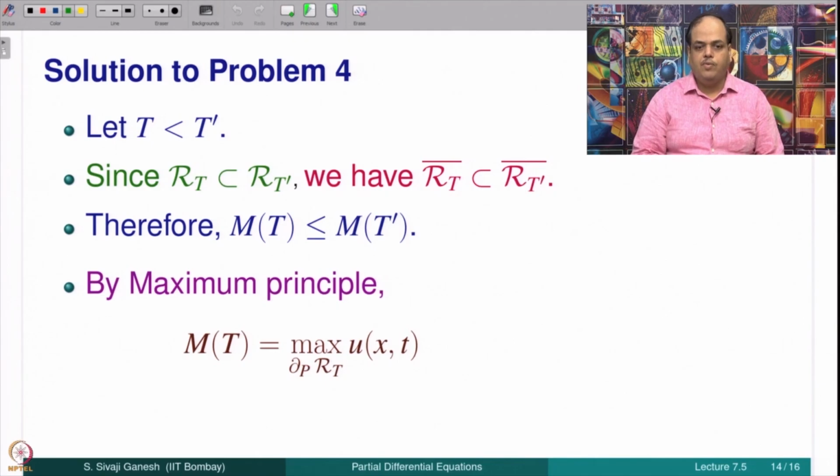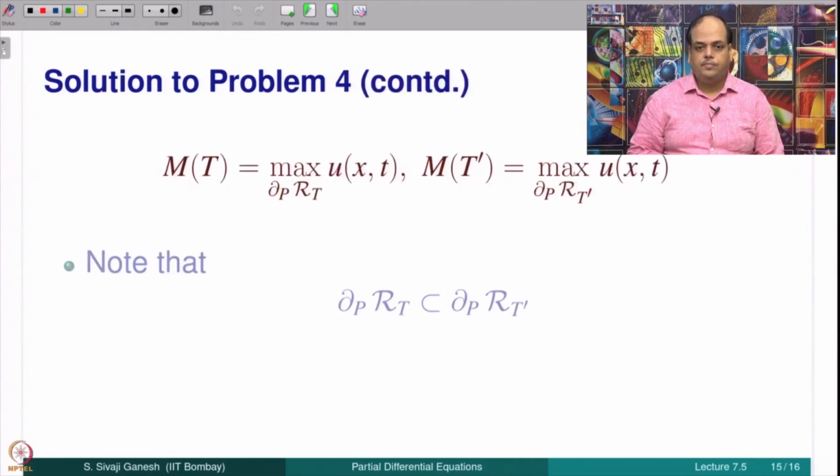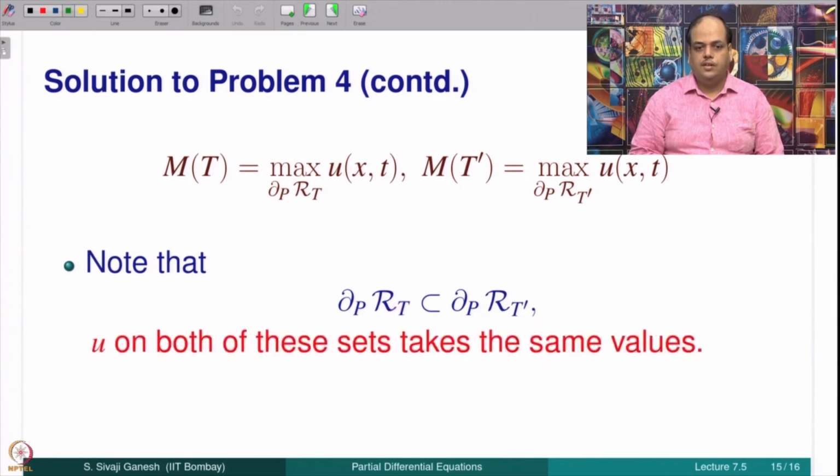So, by the maximum principle, what is m of t? It is the maximum of u on the parabolic boundary of R_T. Similarly, m of t dash is the maximum value of u on the parabolic boundary of R_T dash. The parabolic boundary of R_T is a subset of the parabolic boundary of R_T dash. U on both these sets takes the same values.